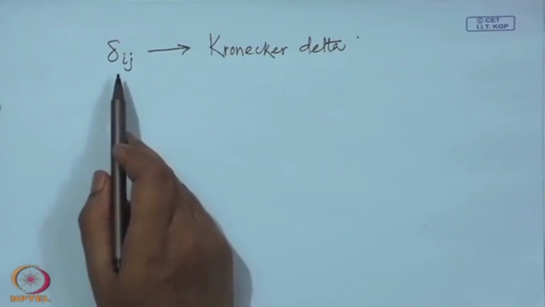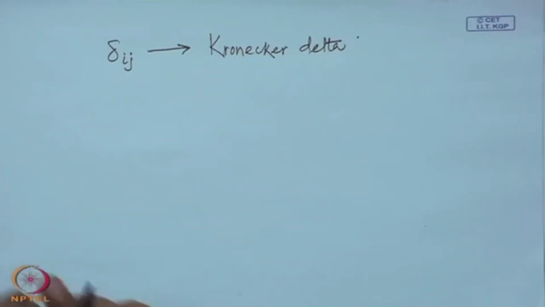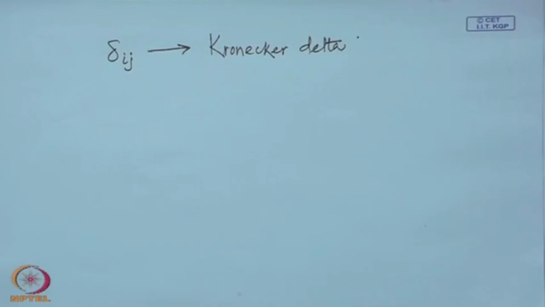So, as you can see, if we are considering 3 dimensions, then i can take the value 1, 2, 3 and j also can take the value of 1, 2, 3. So this delta ij has 9 elements: delta 1 1, delta 2 2, delta 3 3 and so on.